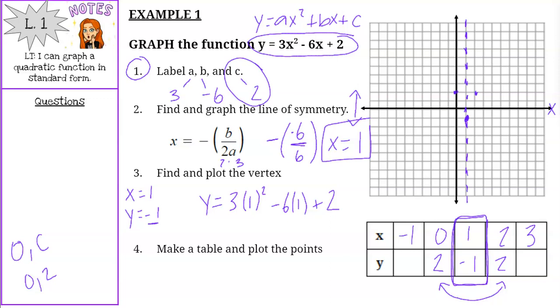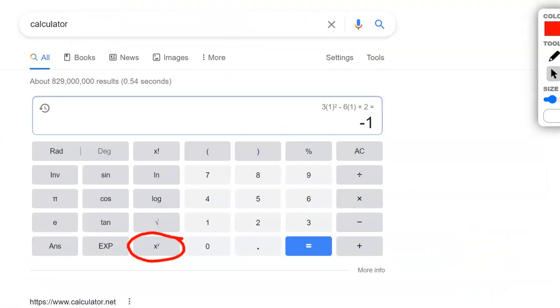And then just to make sure we have a nice representation of our parabola, we want to get one more point, so we can use our calculator. I'm going to plug negative 1 into my function. So I'm going to do 3 parentheses negative 1, I'm going to square that, minus 6 in parentheses negative 1, plus 2 equals 11.